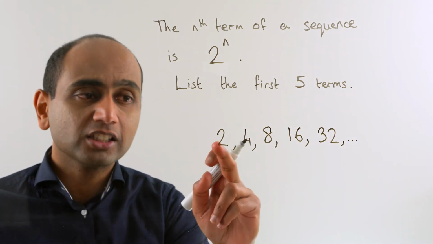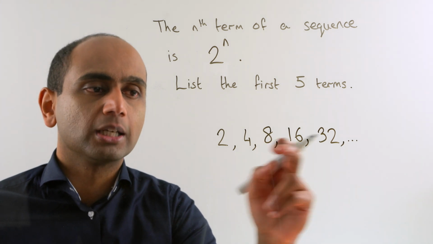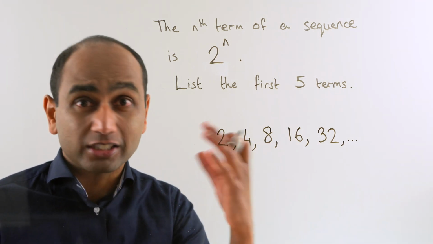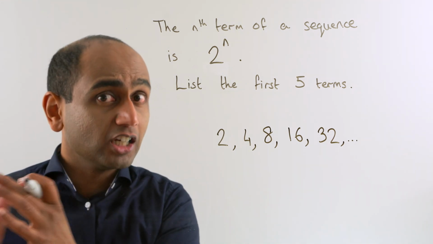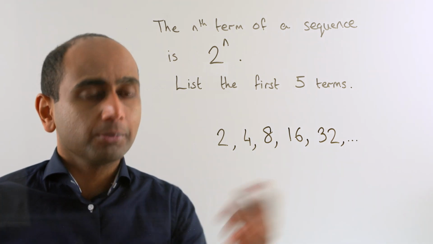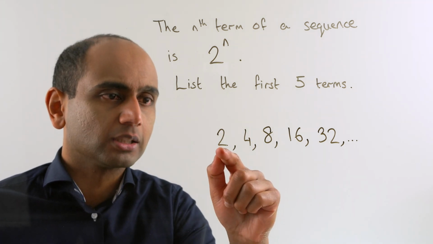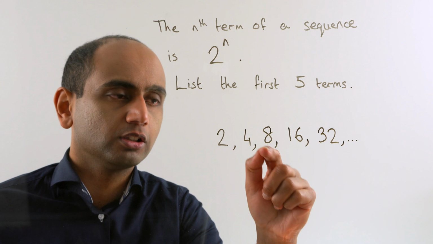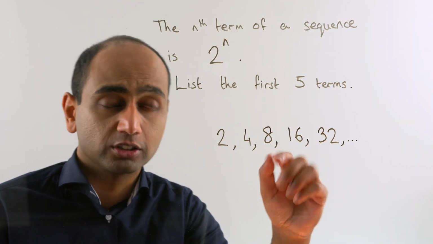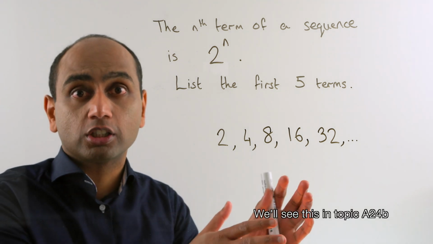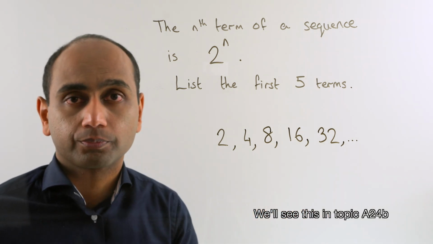Now, this sequence isn't going up by the same amount each time. Here we're adding 2, but then we're adding 4, then we're adding 8. So it's not like those sequences we had earlier in the video, but something is going on here that's quite obvious, hopefully. It's doubling each time. We multiply by 2, multiply by 2, multiply by 2, multiply by 2. And this is also a type of sequence that we will meet in future in a different video.